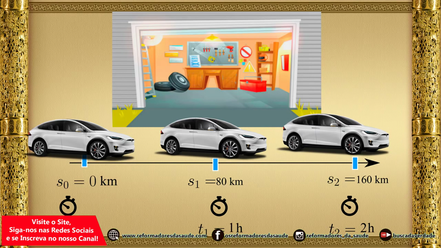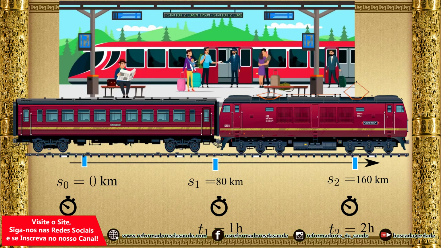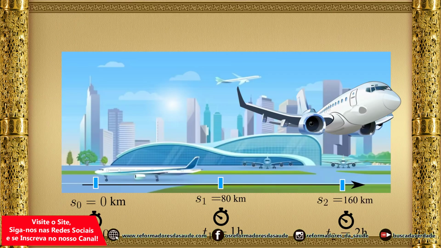A car leaves the garage, with the garage being the reference. Observe that the car changed position, therefore the car started moving, during a period of time, depending on the distance traveled. The man, sitting at the train station, is the reference point, and observed that the train changed position, therefore the train started moving, during a period of time, depending on the distance traveled. A plane takes off, leaving the airport, and with the airport being the reference, it was observed that the plane changed its position, therefore the plane started moving, during a period of time, depending on the distance traveled.